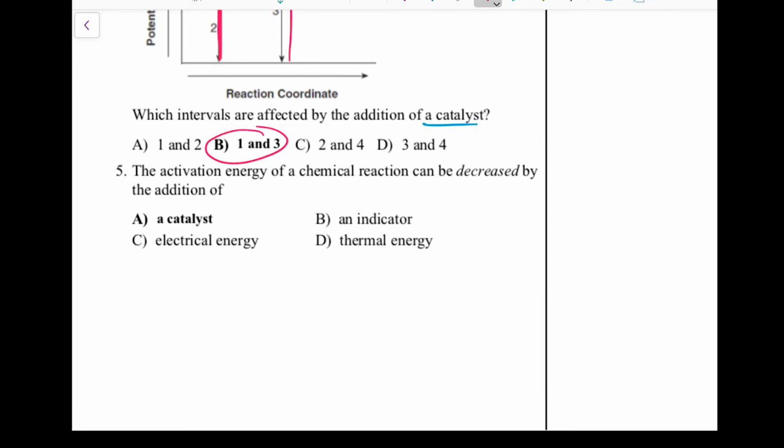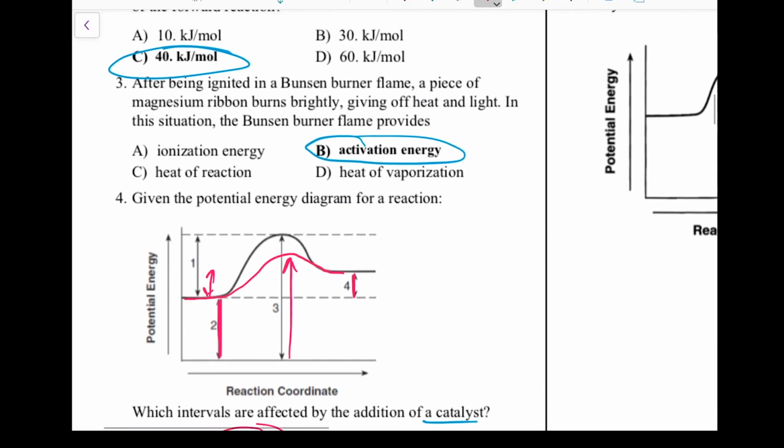Okay, number 5, EA of the chemical reaction can only be decreased by a catalyst. That's a very straightforward definition question.